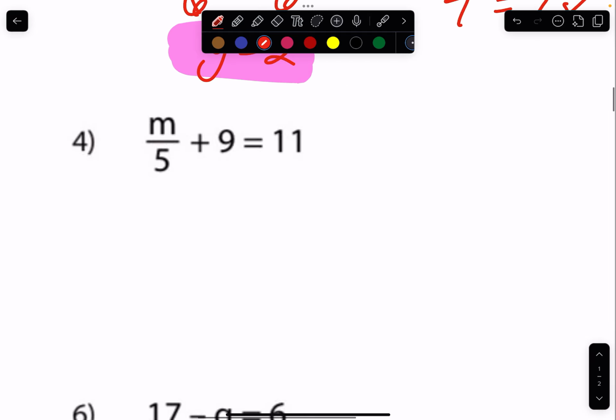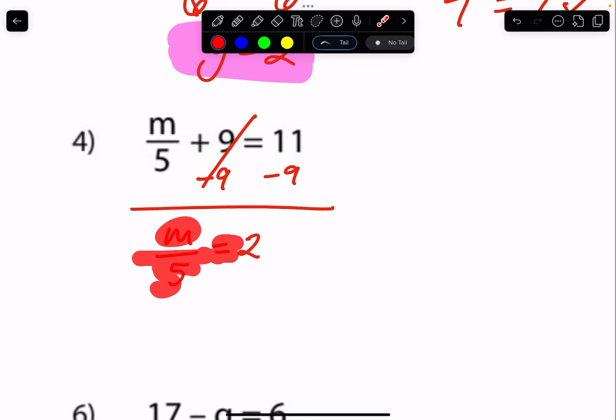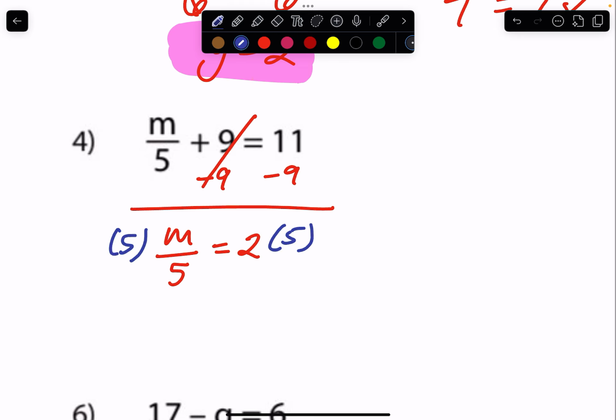Here's number 4. M divided by 5 plus 9 equals 11. So again, it has that term, it's a term with the variable. So hold off on that for a second. The opposite of adding 9 is to subtract 9 from both sides. I get M divided by 5 equals 2. Now, all this is saying is that I have some number divided by 5 is going to give me 2. The opposite of dividing by 5 is going to be multiply by 5. So if I multiply 5 to both sides, this cancels out, okay?